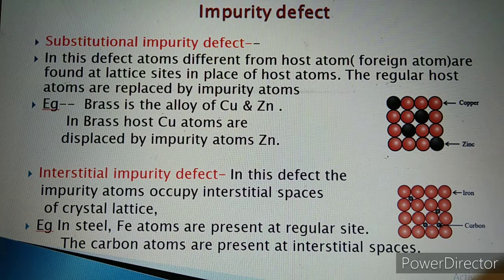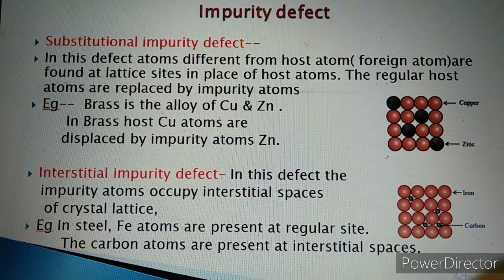See on the PPT, substitutional impurity defect. In this defect, atoms different from the host atom, that is foreign atoms, are found at the lattice site in place of the host atom. The regular host atoms are replaced or substituted by an impurity atom. What is the example for that? See, the diagram is given on the side.